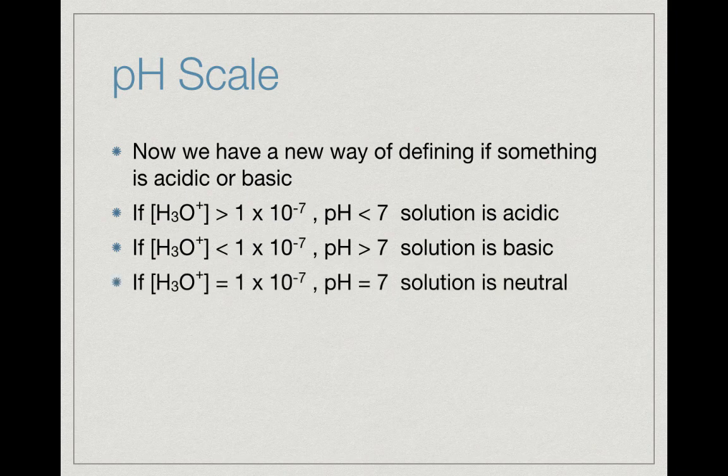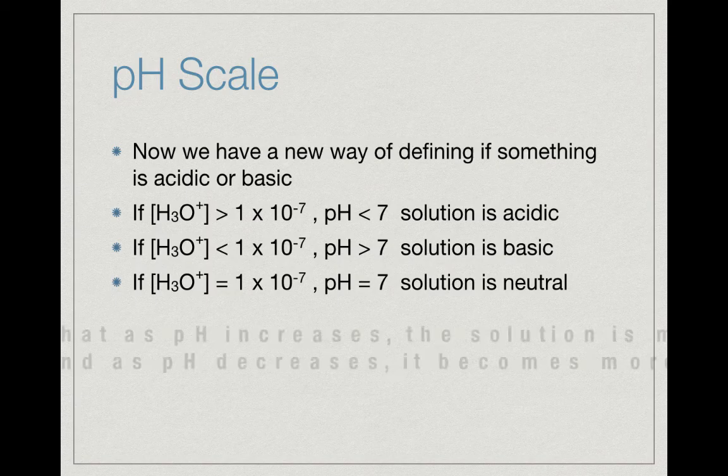If you have a situation where the hydronium ion is equal to 1 times 10 to the minus 7, then the pH is going to be equal to 7, and that solution is neutral. And again, these values are strictly for an aqueous solution at 25 degrees Celsius. If that temperature changes and the Kw changes, then the pH values for acidic, basic, and neutral will also change.